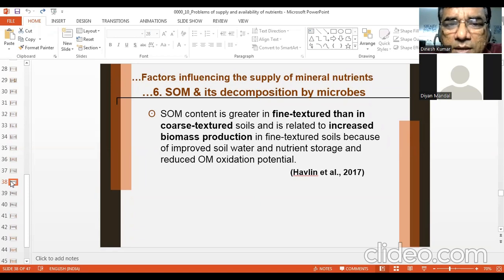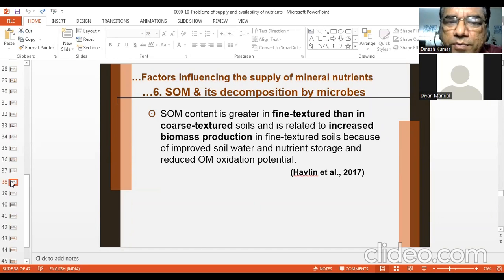Anyway, soil organic matter content is greater in fine texture soil than in coarse texture soils, means sandy soils, sandy loam soils, and is related to increased biomass production. Fine texture soils, in general, this is a very general statement, produce more biomass than the sandy soil under identical or similar conditions. Increased biomass production in fine texture soils.